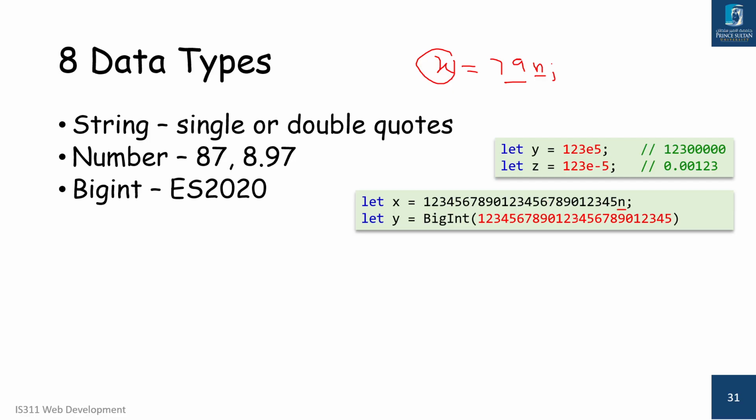And then if you don't want to use this n, then you have a BigInt method. You give the value as an input to this method, and it will create a big int number, and that value will be assigned to variable y. Okay. So of course, if you have a very, very big number or big integer value, then you can use that big int. Otherwise, we can just live with the simple number values.